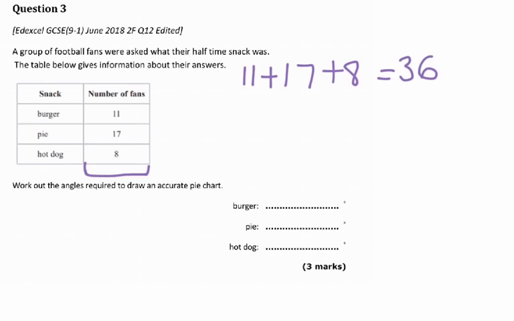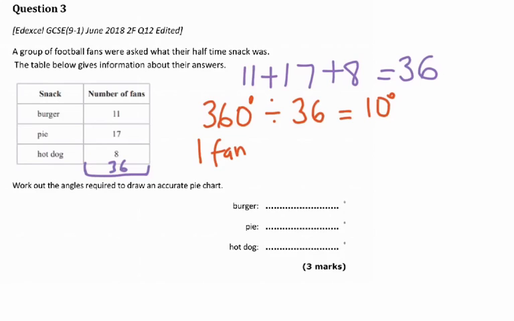Okay, now we know, I'll just put that at the bottom of the table, we know that our pie chart is represented by 360 degrees. So I'm now going to see what each fan is worth. So I'm going to do 360 divided by 36 fans. And that gives me an answer there of 10 degrees. So what that information means is that one football fan would be represented by 10 degrees on a pie chart.